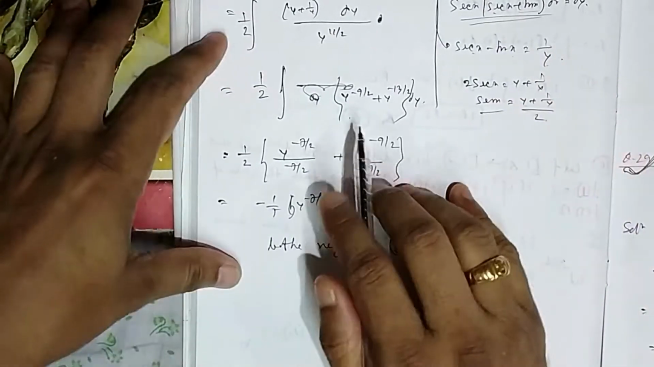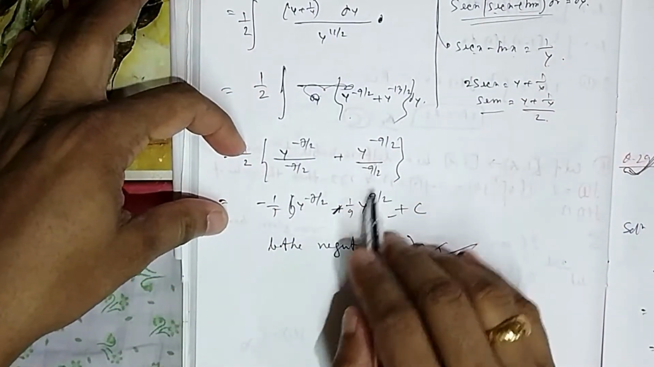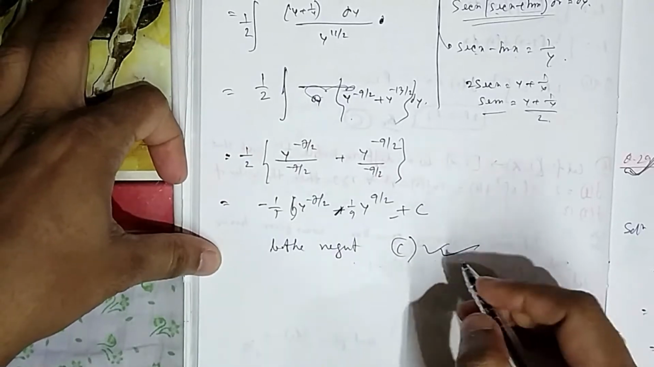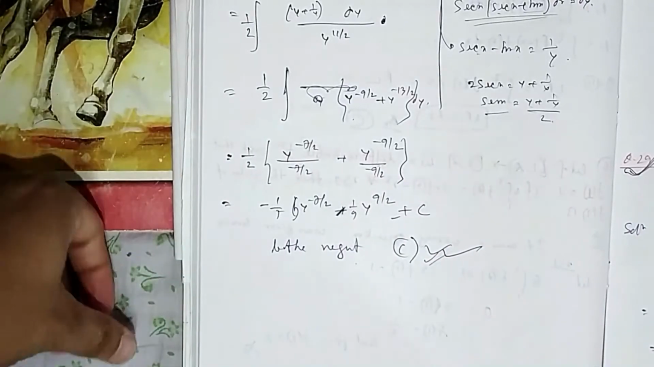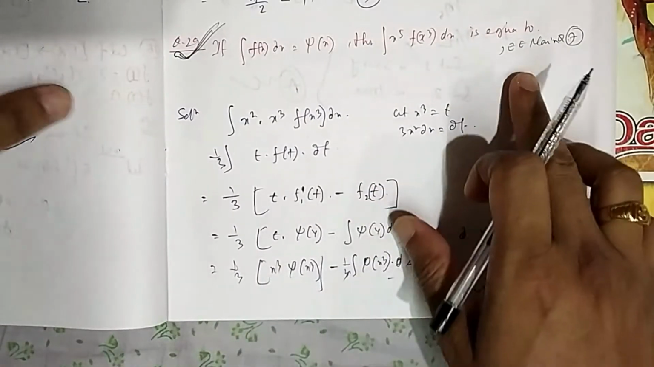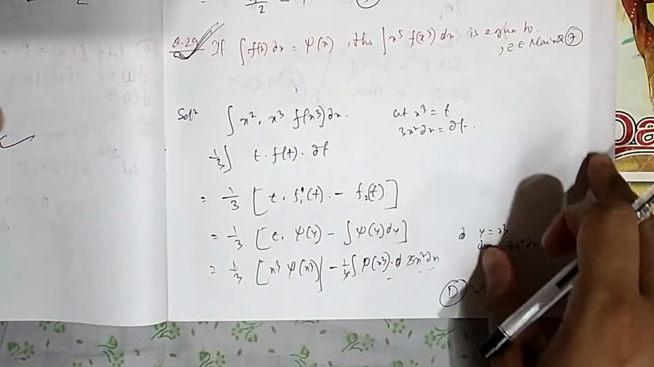You can easily do it, x to the power n plus 1 by n plus 1. Finally you put the value of y. If you do this, it is your option C. Next, 29 we have already discussed in JEE Main, question number 7, you can check that one.